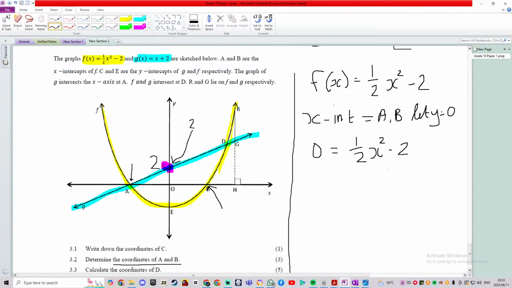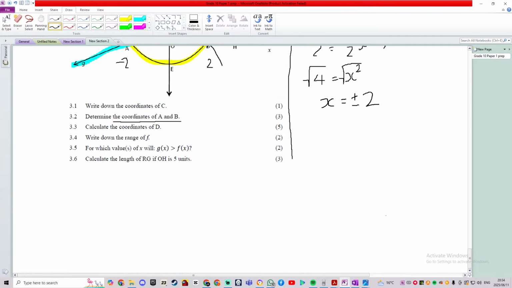Okay, so what I do then, I take the 2 over. I have 2 equals half x squared. Now for this one, I'm going to get rid of the half, so I times by 2 on both sides. So I have 4 equals x squared. Now to solve for x, I'm going to square root both sides. It's important to note that when you square root a number, the answer is the positive and negative of that. Because A is on the left hand side, that is the negative 2, and because B is on the right hand side, that is the positive 2.